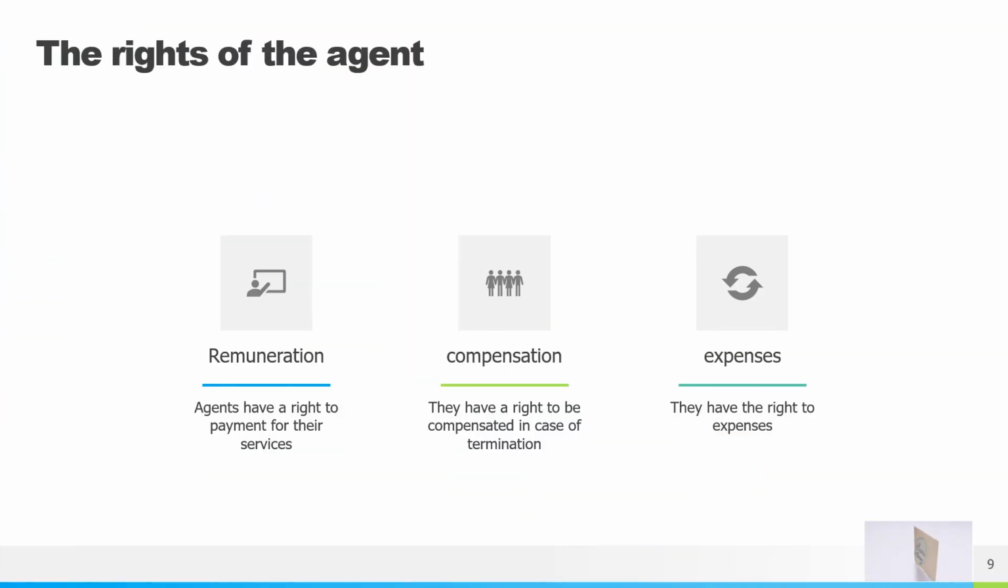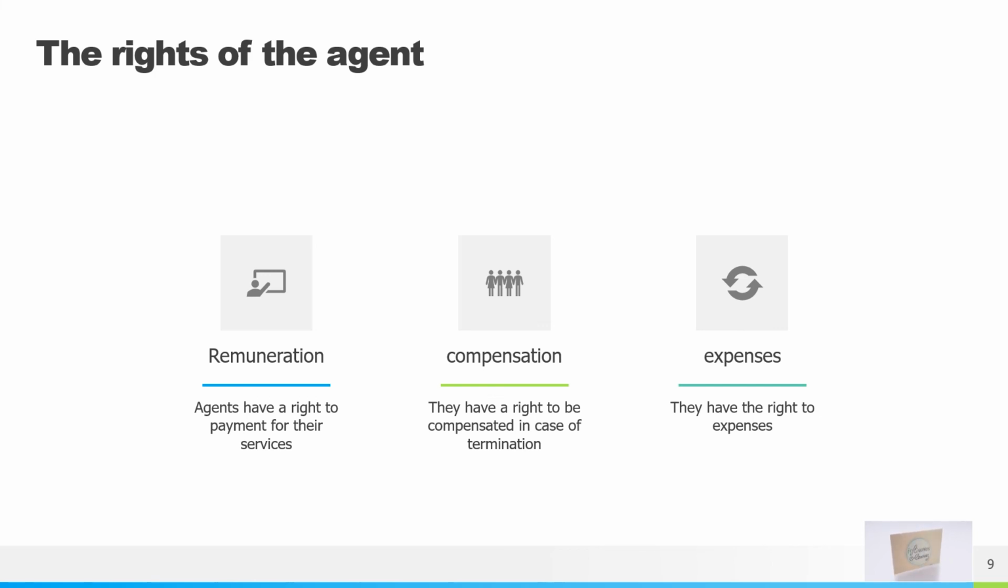What are the rights of the agent? Well, if you become an agent for somebody, you're probably not doing it for the glory, but you're doing it for the money. If you accept to work as somebody's agent, you're doing it because you actually are trying to make a living. So the primary right of the agent is to receive payment for the work that they've done.